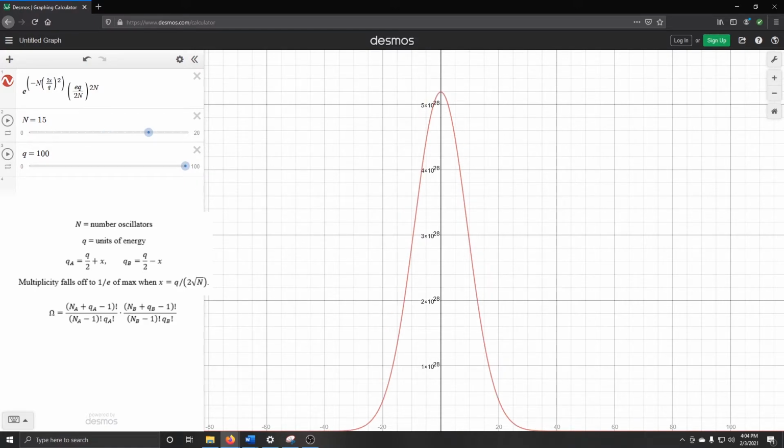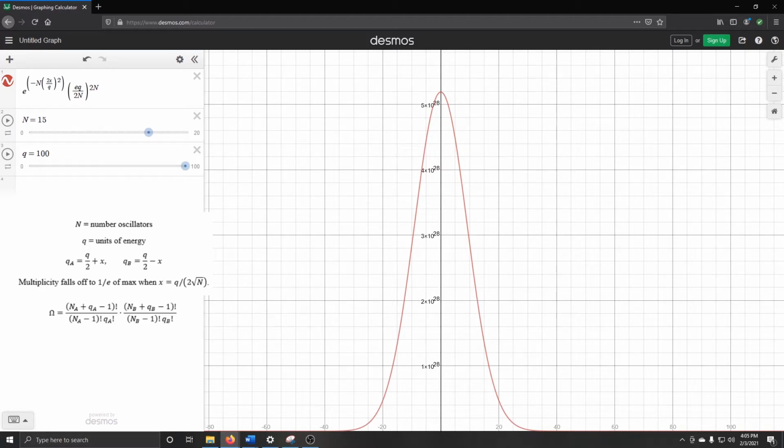Now what we've done is we have added 5 additional oscillators to each solid. So N equals 15 now instead of 10. And again, our number of microstates, our multiplicity, has gone up by another huge factor. So we are now up to 10 to the 28th microstates in our most likely macrostate.